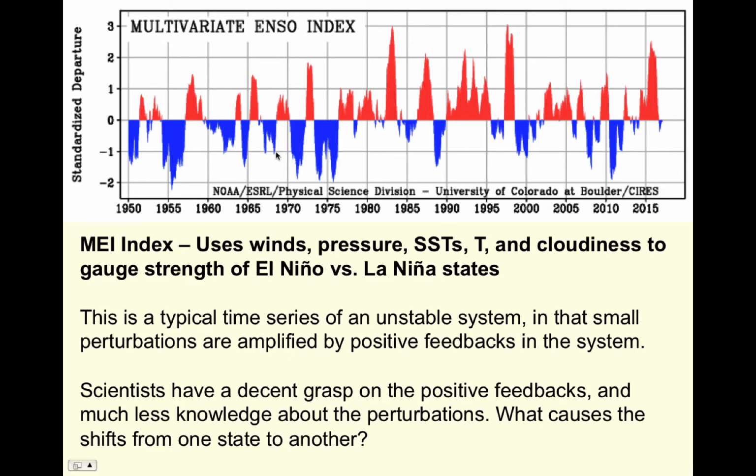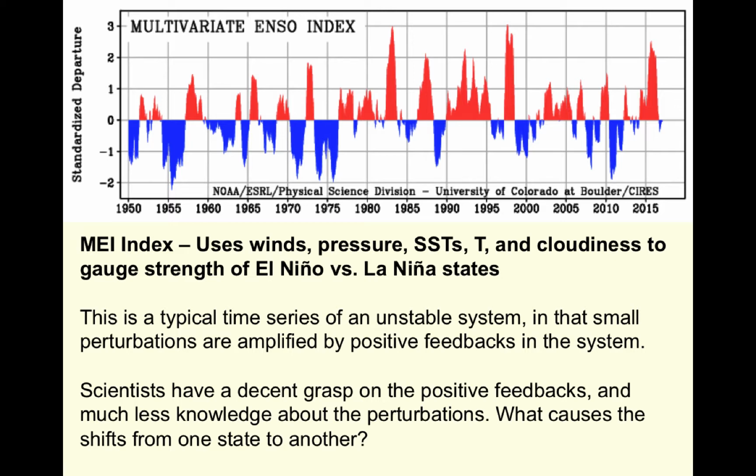What I want to point out with this chart is that it's a typical time series of an unstable system, in that small perturbations are amplified by positive feedbacks in the system. So an unstable time series really doesn't stay too long in one stable condition. It oscillates back and forth between extremes. And this is what this is showing. This is because the ENSO system has a lot of those positive feedbacks that try to push it. So the question is, what causes the flip-flops?